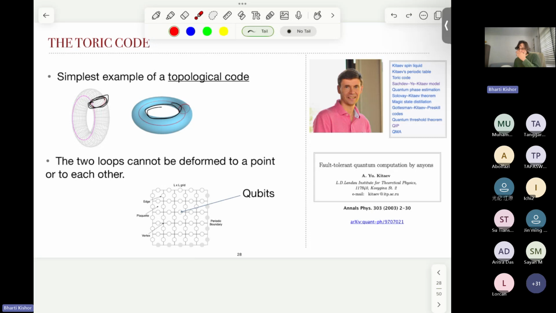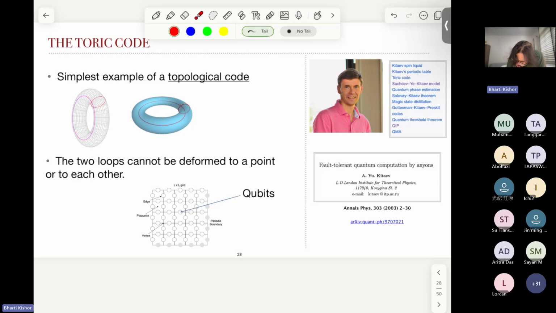So it's the simplest example of a topological code. And you can see that in a toric code there are two kinds of loops, which are called non-trivial loops. These loops cannot be deformed to a point or to each other. They are inequivalent loops.